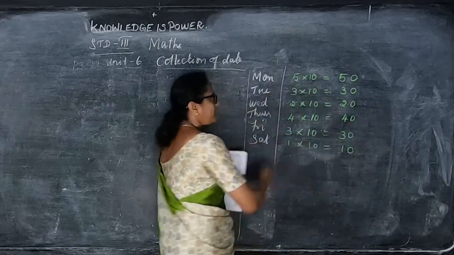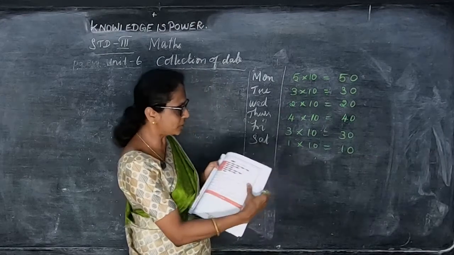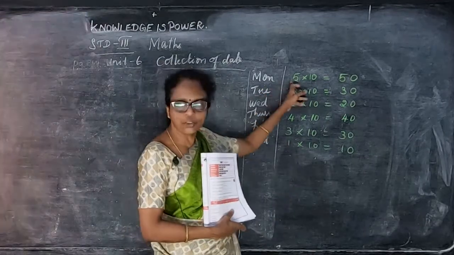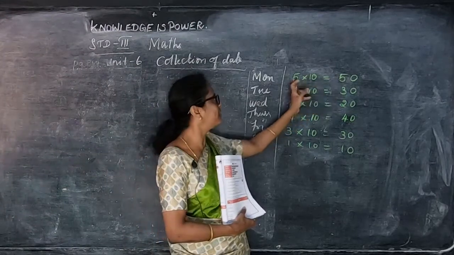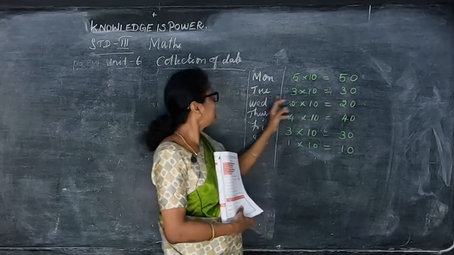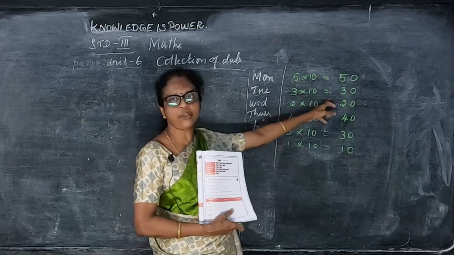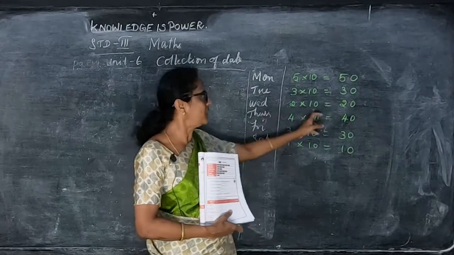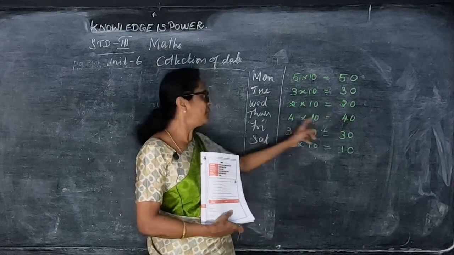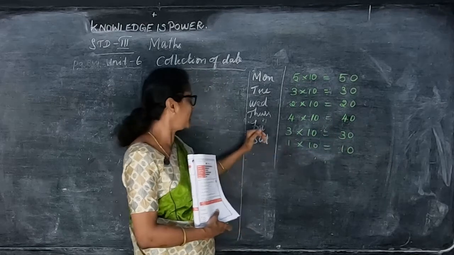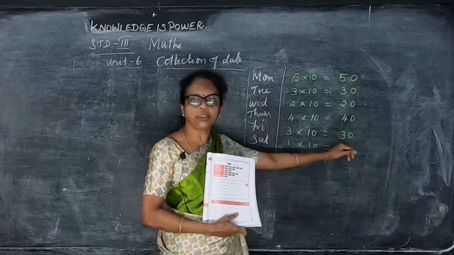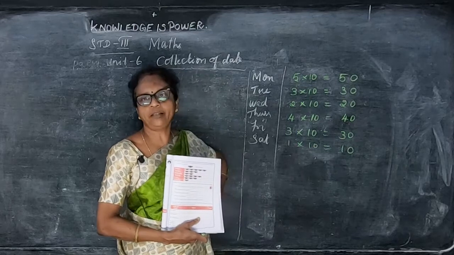Why I put 10 means here they are given Monday 5 chocolates. So 5 chocolates, 1 chocolate is 10, 5 chocolates how much? 5 into 10, 50. Then Tuesday 3 chocolates they are given, 3 into 10, 30. Wednesday 2 into 10, 20. Thursday 4 chocolates, 4 into 10, 40. Friday 3 into 10, 30. Saturday 1 into 10, 10.